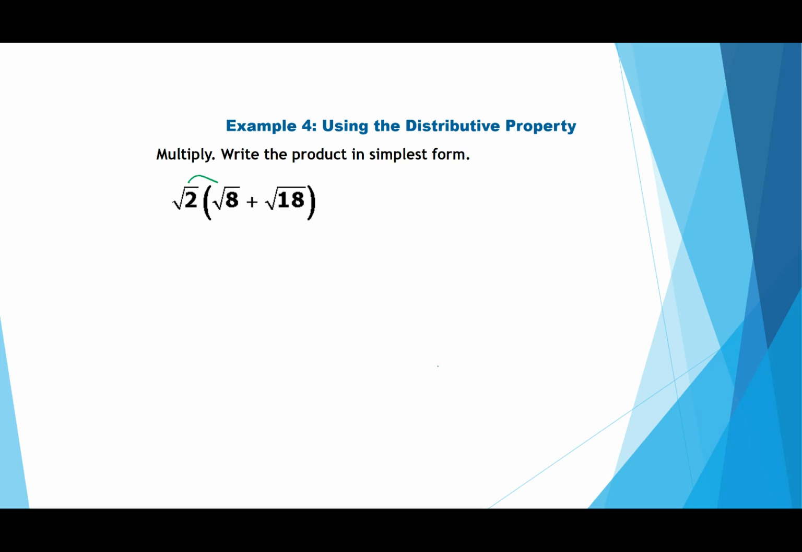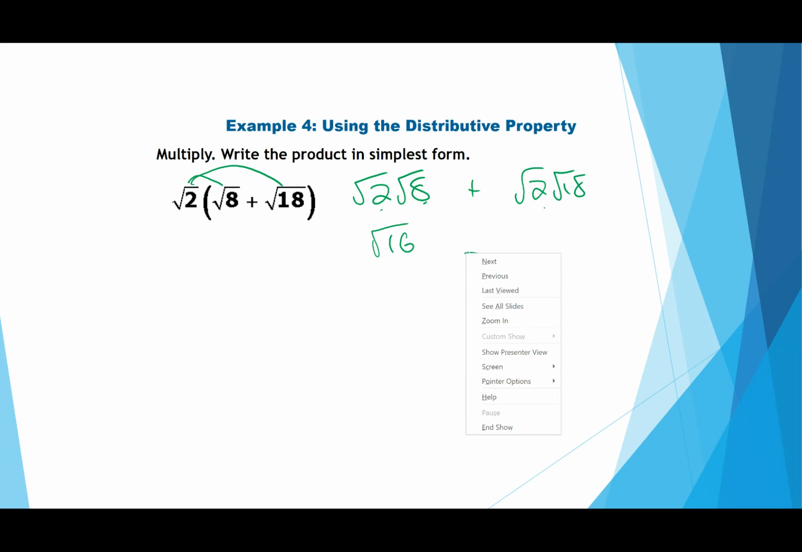Here you're just distributing square root of 2 times square root of 8 and square root of 2 times square root of 18. So if you want to write that out, you can. But I'm going to go ahead and just multiply them, right? 2 and 8 are both inside radicals, so 2 and 8 can both be multiplied together. So that'd be the square root of 16. And 2 and 18 are both inside radicals, so I'm going to go ahead and multiply them together as well. So 2 times 18 makes what, 36?